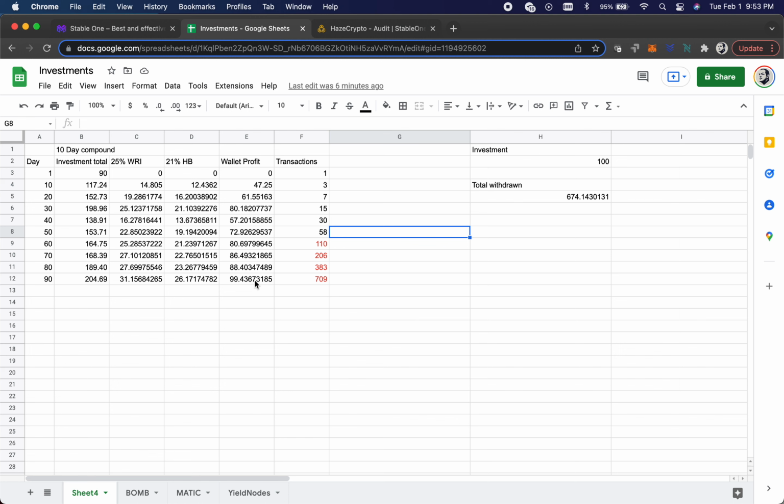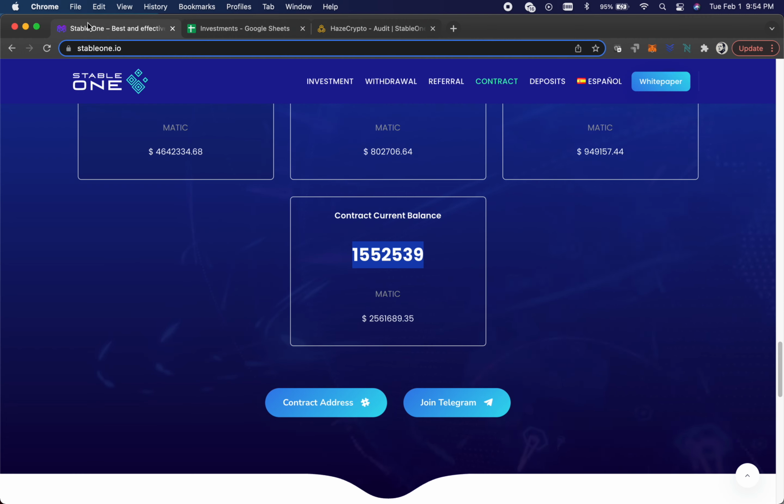It's really up to you and your risk level. I'm not partial either way. It's really up to what you think is best. But that's what's going on. That's kind of the state of Stable One. It's really about this contract balance and what it's going to do over the next 10 days.